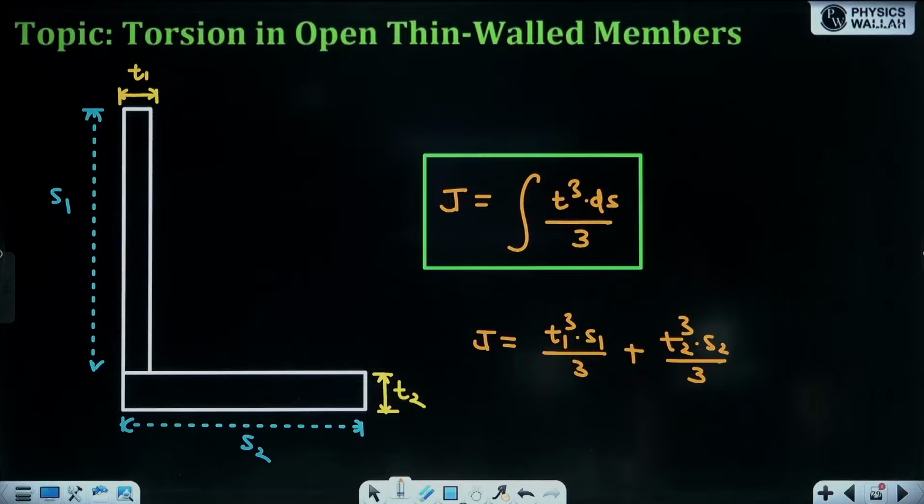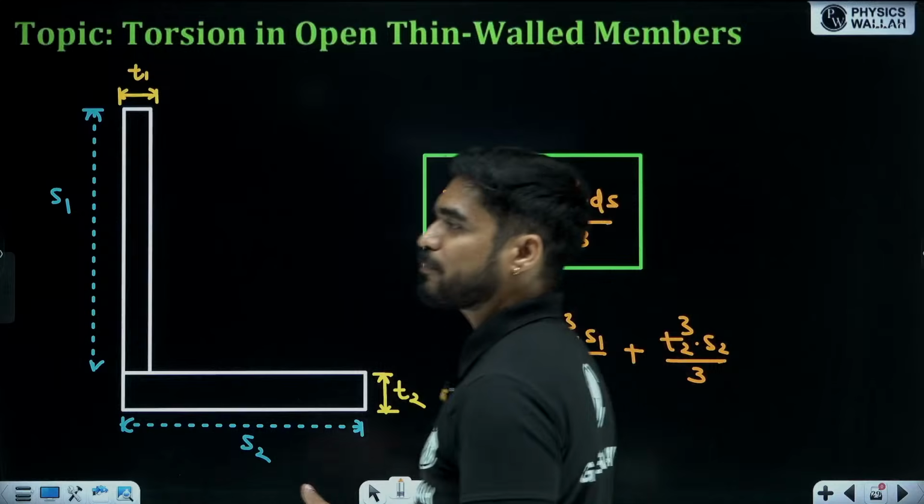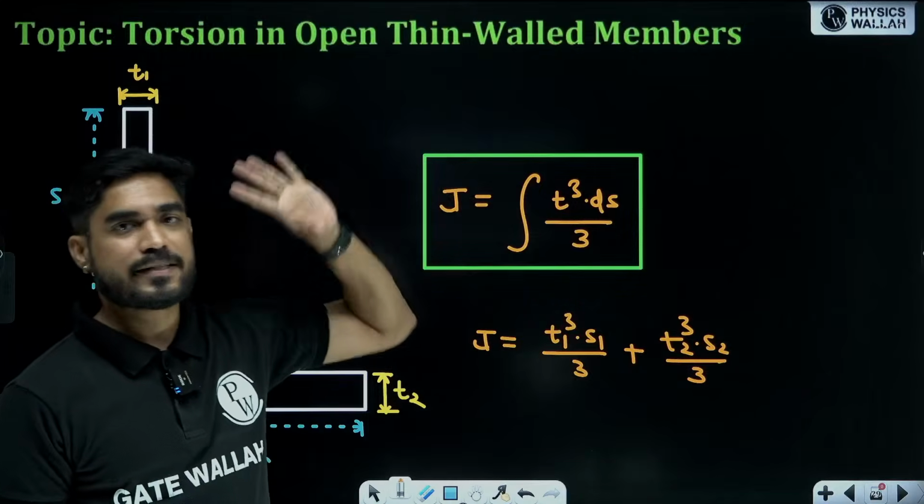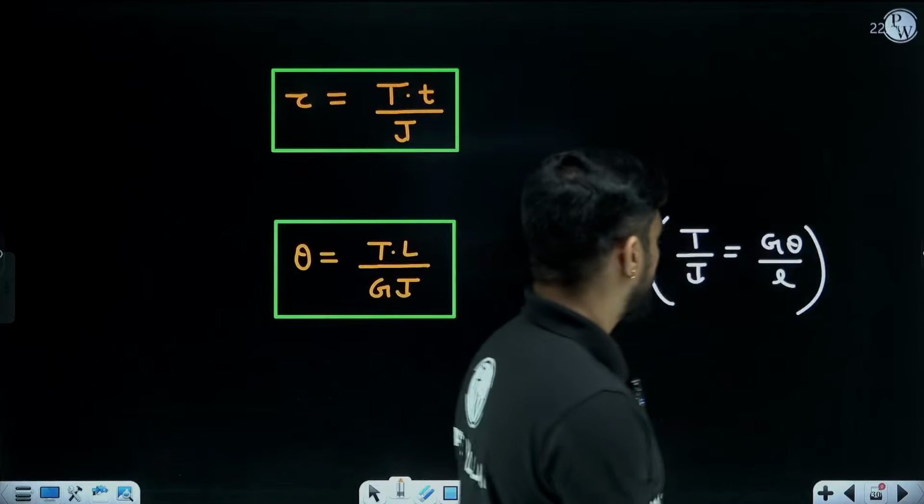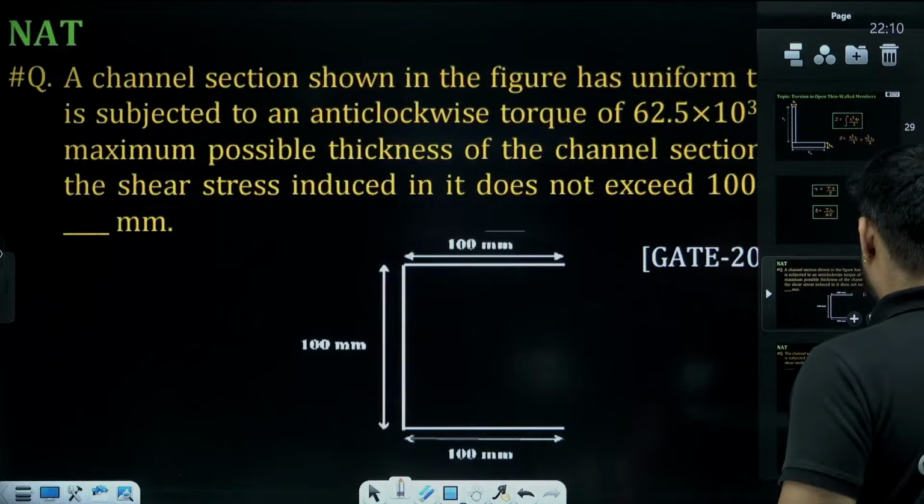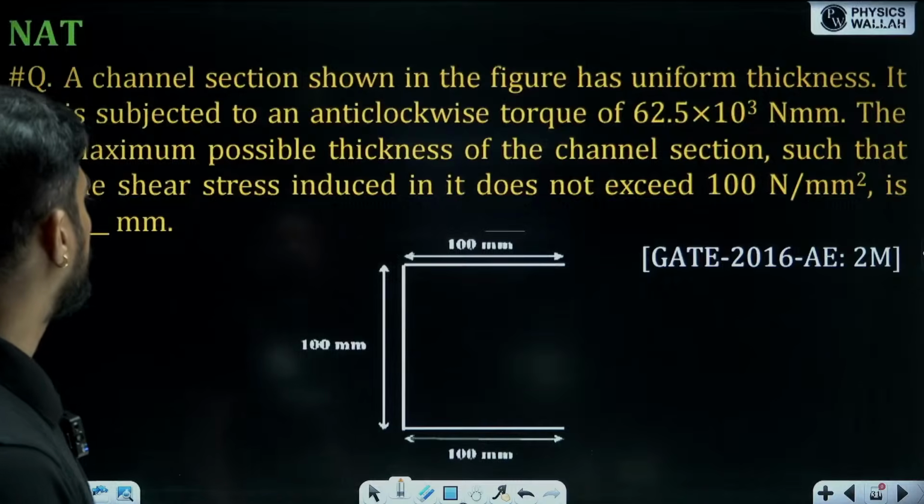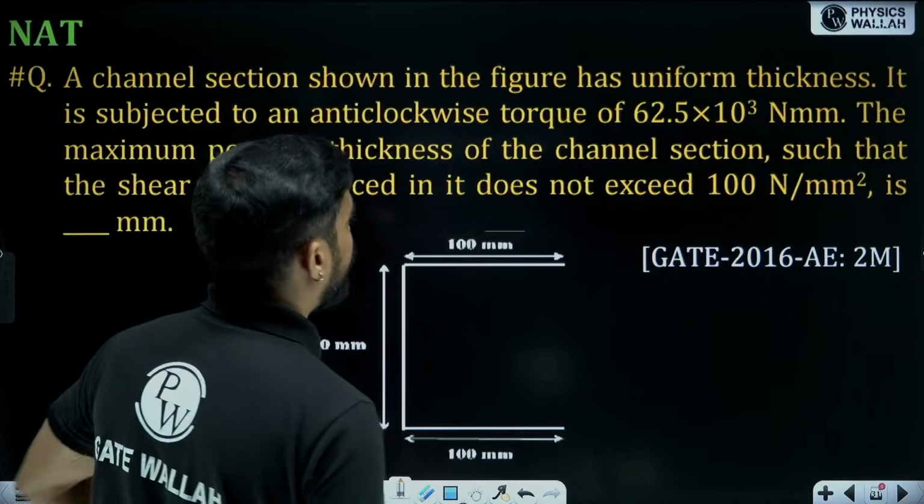Okay, chalo, let's solve a few problems based on open sections also, because in GATE PYQs you will find problems related to open sections also. So let's see a few problems. See, this is the first problem. A channel section shown in figure has uniform thickness.